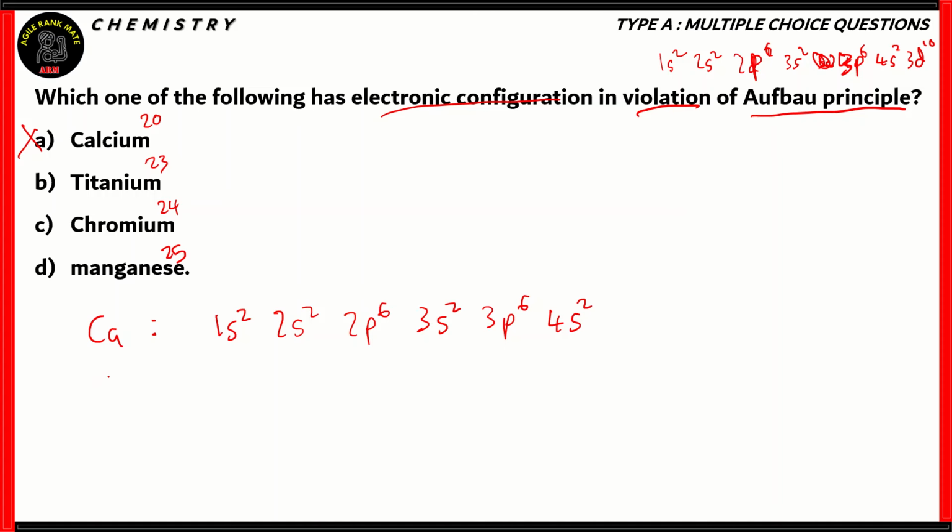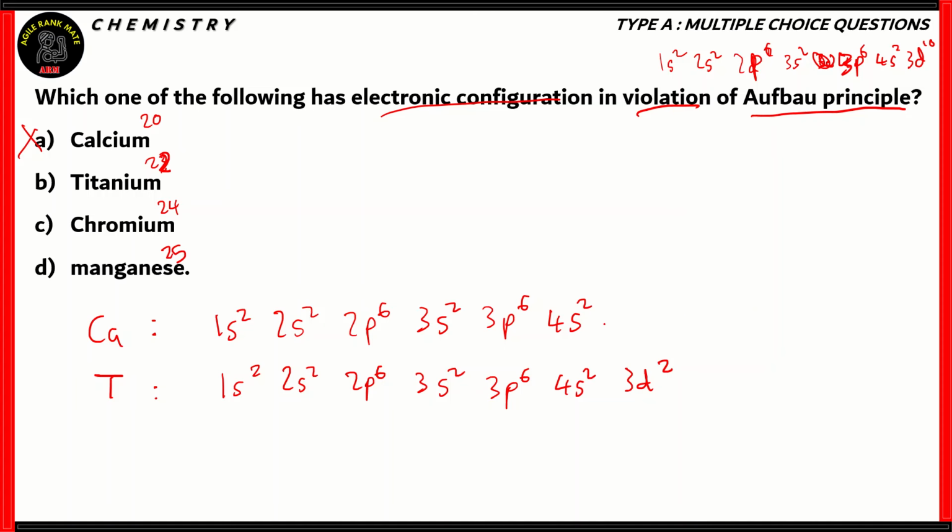What about titanium? I believe titanium has 22 instead of 23. Vanadium has 23, in fact, so apologies for that. Titanium has an atomic number of 22. Its configuration is 1s2, 2s2, 2p6, 3s2, 3p6, 4s2, 3d2.